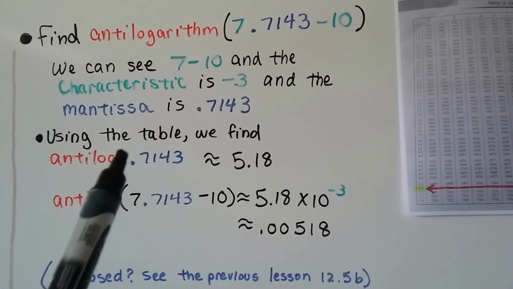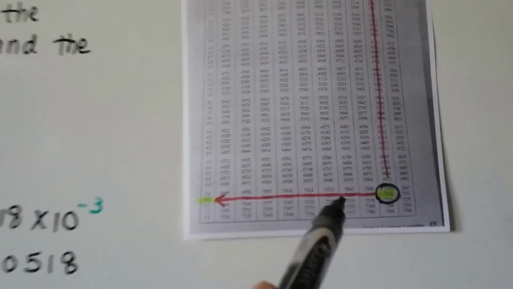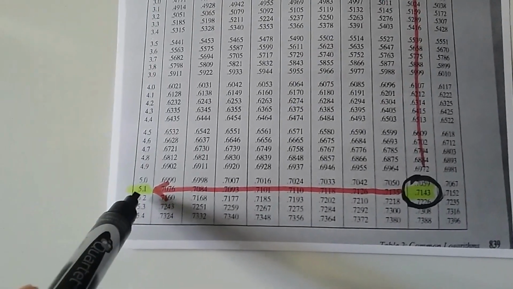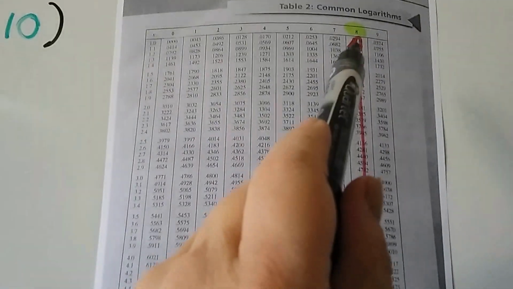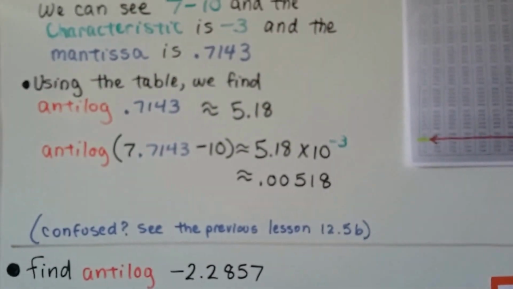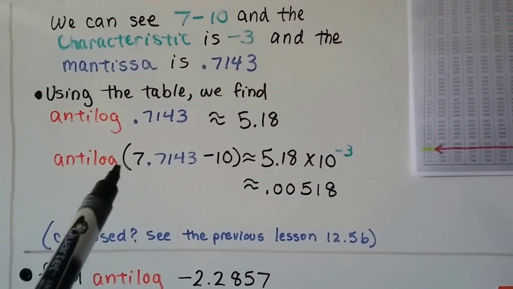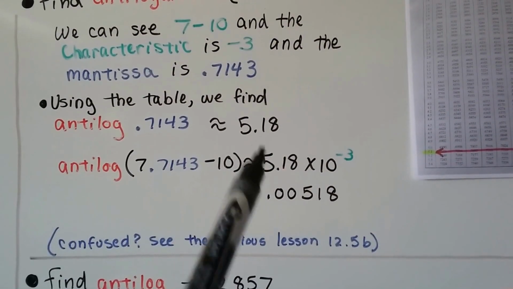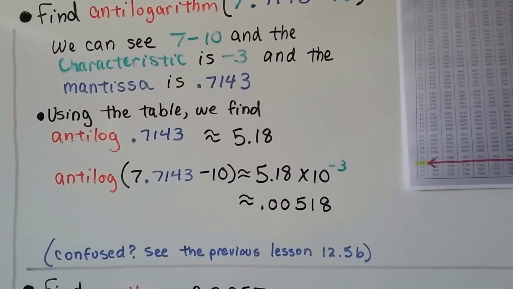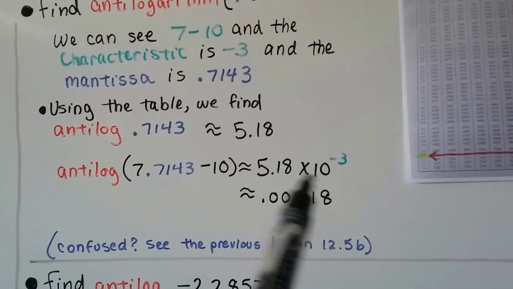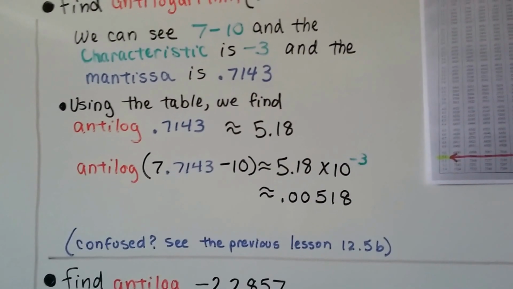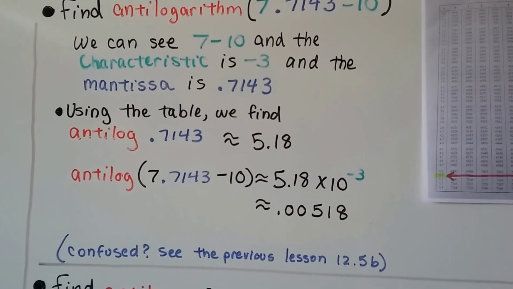So using the table, we find that 0.7143. I found it right here. So I went this way and I found a 5.1, and I went up and I found an 8. So I got a 5.18. So now in scientific notation, I've got 5.18 times 10 to the -3. See, because of our characteristic. Taking it out of scientific notation and moving the decimal for that -3, we get 0.00518. All right? See how I did that?